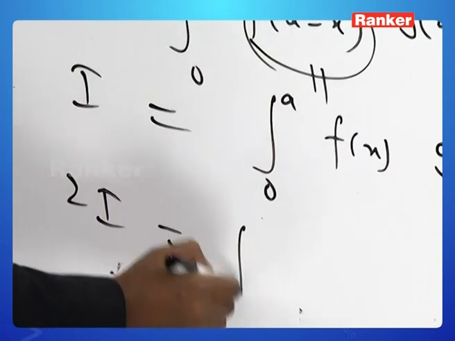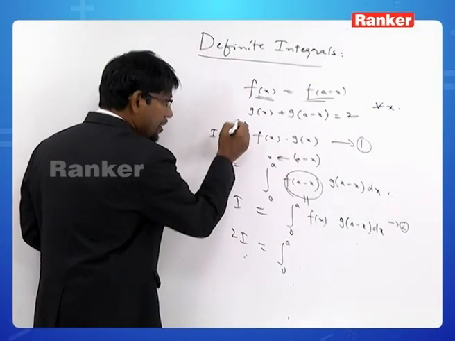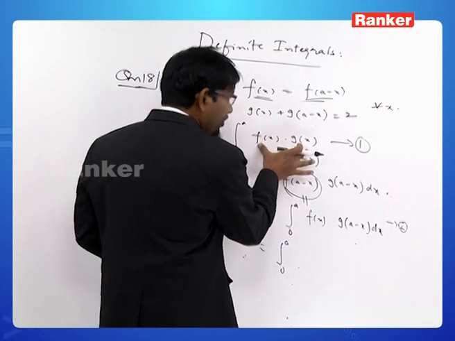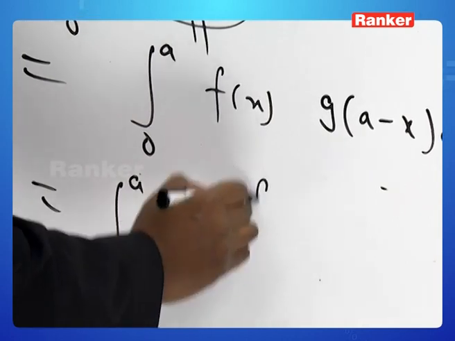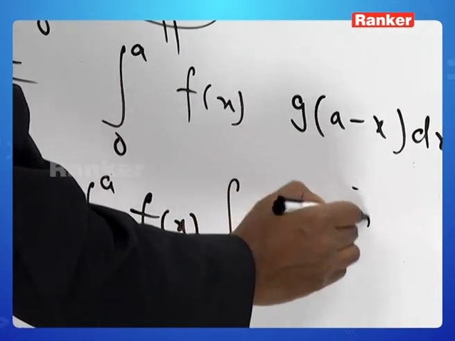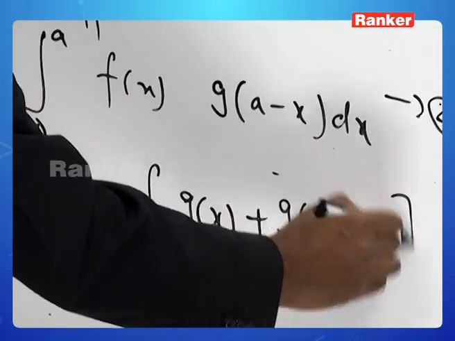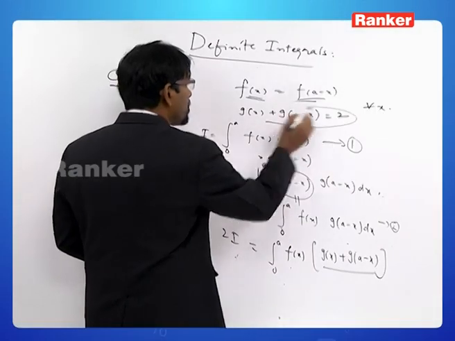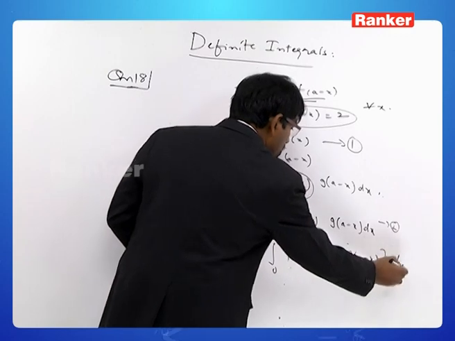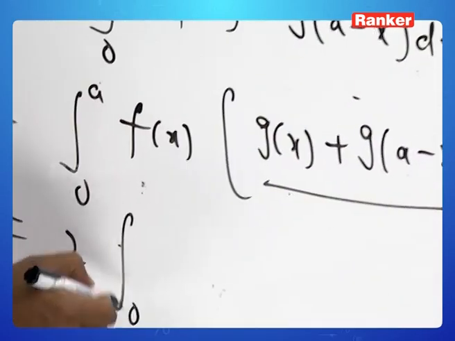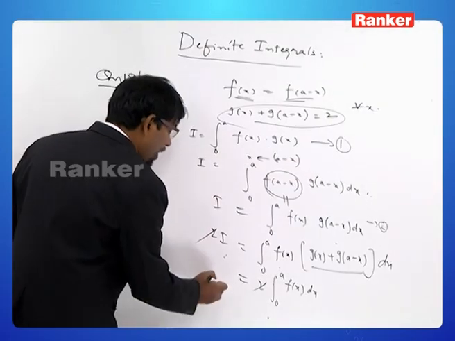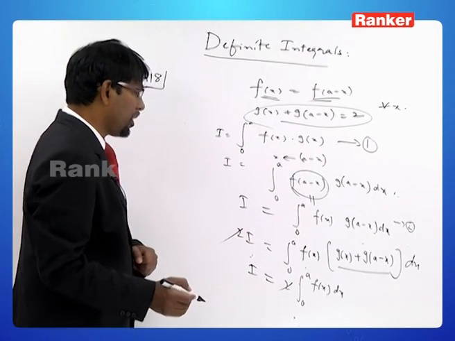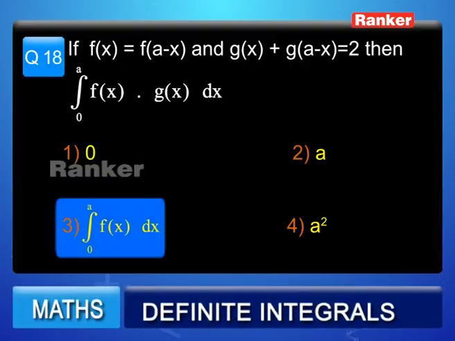2I is equal to integral 0 to a, the limits are the same, so we could club them: f of x into g of x and f of x into g of a minus x. f of x is common. What do we get? g of x plus g of a minus x. And this part is already known to be 2, so we can replace that with 2. So it comes out to be 2 times the integral 0 to a of f of x dx. And this 2 and this 2 can be cancelled. Therefore, I is equal to integral 0 to a f of x dx. That's clearly seen in option 3. So the answer is option 3.